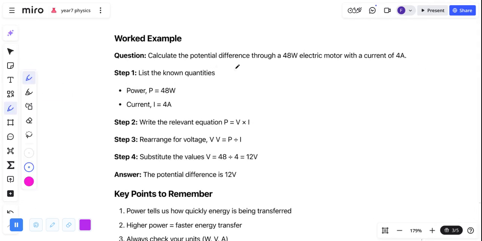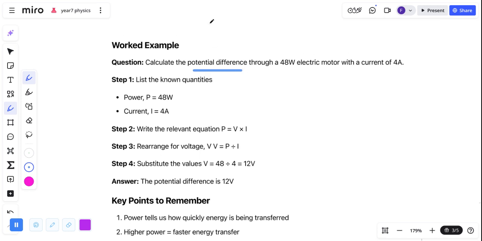Now, calculate the potential difference. I don't expect you to remember what potential difference is, right? But it is a different word, so potential difference is the same as voltage for the time being. Watts is a unit of power. Now, this is where physics gets really annoying to students. Always label what you've got. So it says calculate the potential difference, which is another word for voltage, through a 48 watt. Watt is the unit of power.